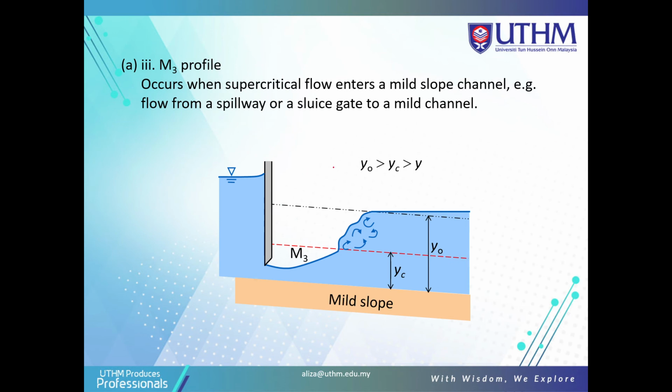Okay, and also the M3 profile occurs when supercritical flow enters a mild slope, enters the mild slope here, and flow from a spillway or sluice gate to a mild channel here. Okay, from the spillway or sluice gate here. Okay, this is the sluice gate. So we enter here. So we have the flow from spillway to a mild channel. So this is the M3 profile.